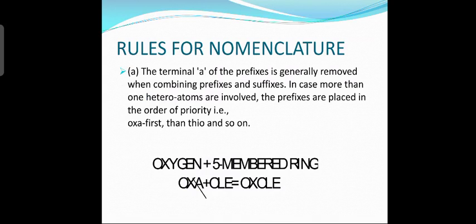Now what are the rules for nomenclature? The terminal a of the prefixes is generally removed when combining prefixes and suffixes. If more than one heteroatom is involved, the prefixes are placed in the order of priority, that is oxa first, then thia and so on. Oxygen is given first preference, that's the meaning. Oxa plus ole is oxole. If you have oxygen in a 5-membered ring, the prefix is oxa and the suffix is ole, therefore the name is oxole.